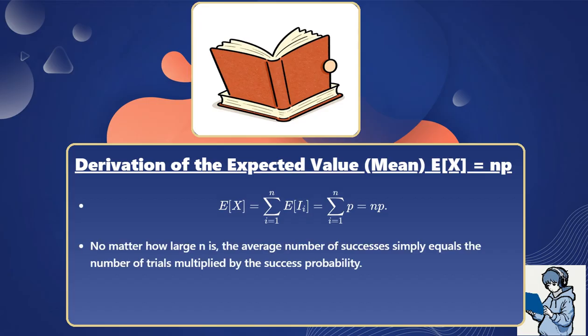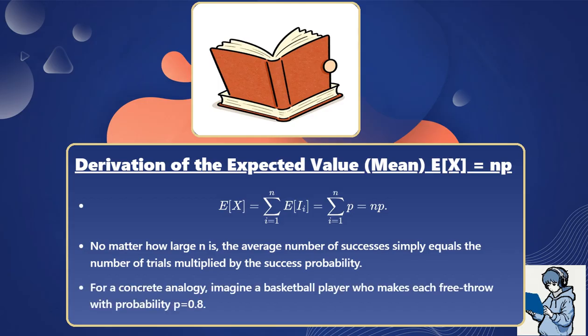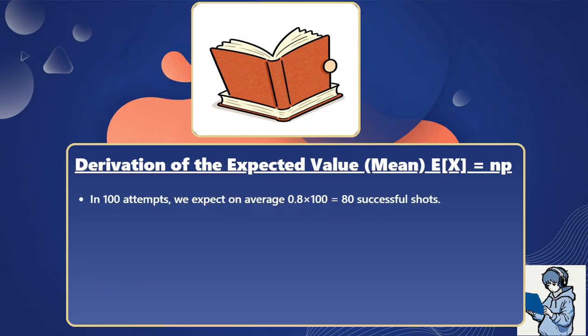No matter how large n is, the average number of successes simply equals the number of trials multiplied by the success probability. For a concrete analogy, imagine a basketball player who makes each free throw with probability p equals 0.8. In 100 attempts, we expect on average 0.8 times 100 equals 80 successful shots.